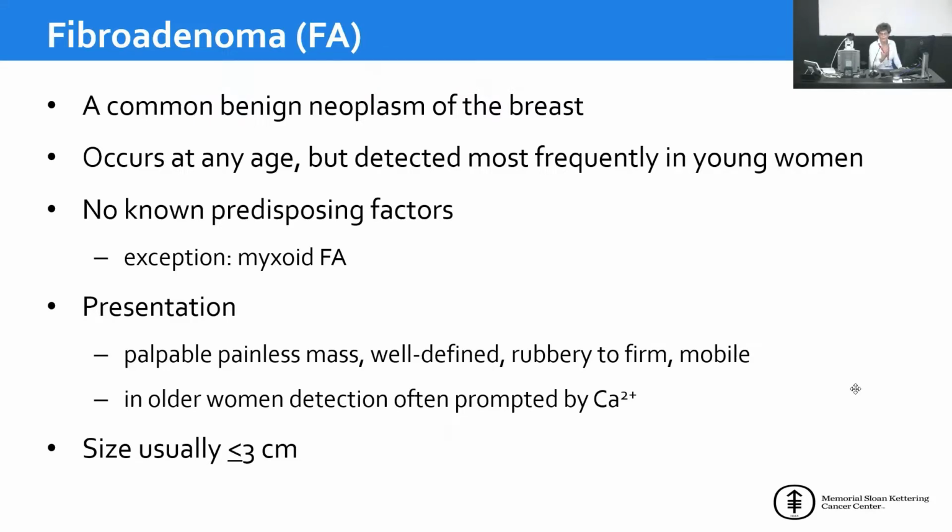although it can be detected also in a later age, especially because the stroma tends to become calcified. So sometimes a fibroadenoma in an older woman may be detected because of calcifications. There are at present no known predisposing factors for fibroadenomas, although there are some families where fibroadenomas are very frequent in multiple family members. So maybe there are some genetic alterations, predisposition we don't know about. The one exception is myxoid fibroadenoma.